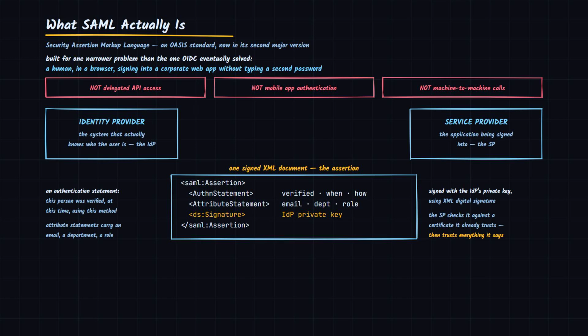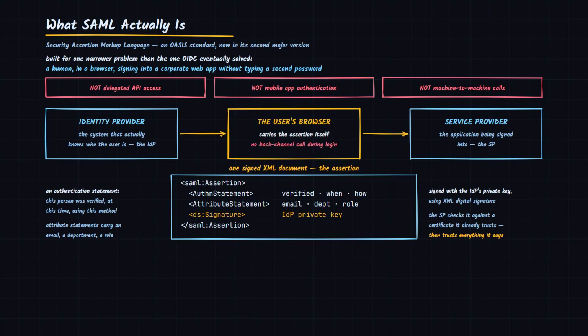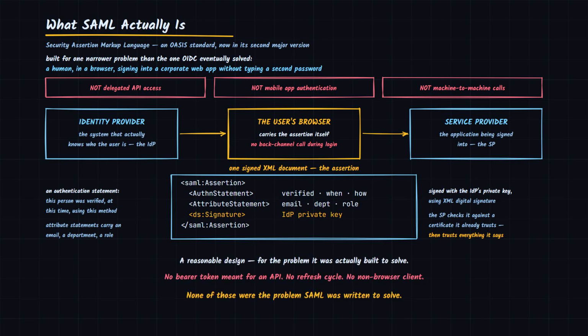The application's only job is to check the signature against a certificate it already trusts, and if that checks out, it trusts everything the assertion says. That's the whole model. One signed document, browser delivered, containing a complete claim about who this person is. It's a reasonable design for the problem it was built for, and one with no real concept of a bearer token meant for an API, a refresh cycle, or a mobile client that isn't running inside a full browser, because none of those were the problems SAML was written to solve.